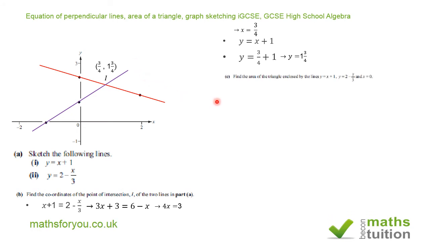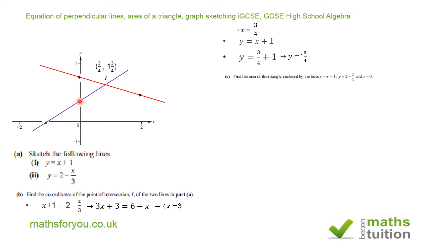Okay, moving on. It says, find the area of the triangle enclosed by the lines y is equal to x plus 1, this one, the line y is equal to 2 minus x over 3, this one, and x is equal to 0, which is the y-axis. Sorry, this is the line of x equal to 0, which is this one here.